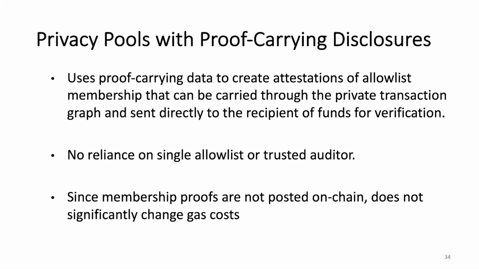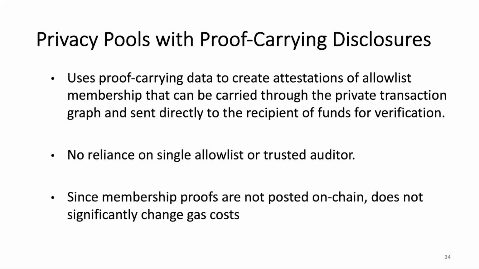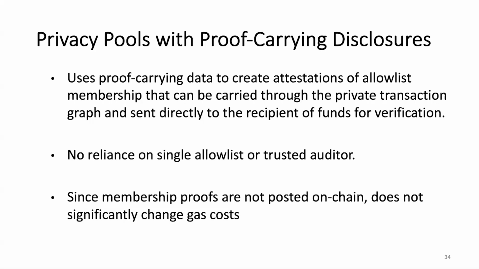So if I'm transacting over a privacy protocol like CAPE or even Zcash, then every transaction creates some output records. At any point in time, you have a proof that the inputs to the records were members of an allow list, so the outputs are also members of an allow list. And you can keep carrying this proof through. If you want to send your money to Coinbase, you can give them this proof. You say, look, I have a proof that these funds did not originate from any sanctioned list, or that they're on an allow list. And since the membership proofs are never posted on chain, it doesn't significantly change the gas costs at all.